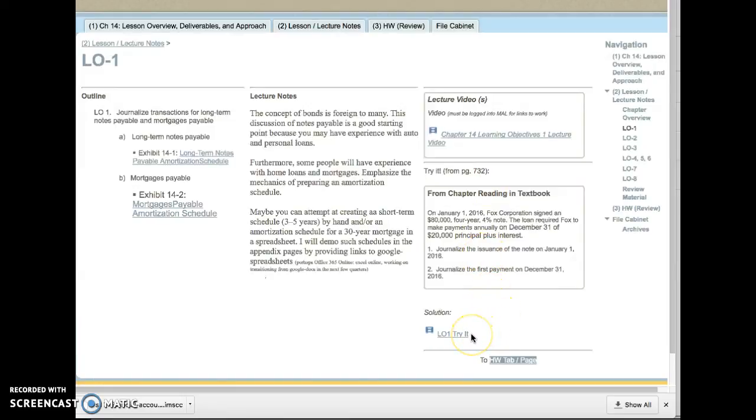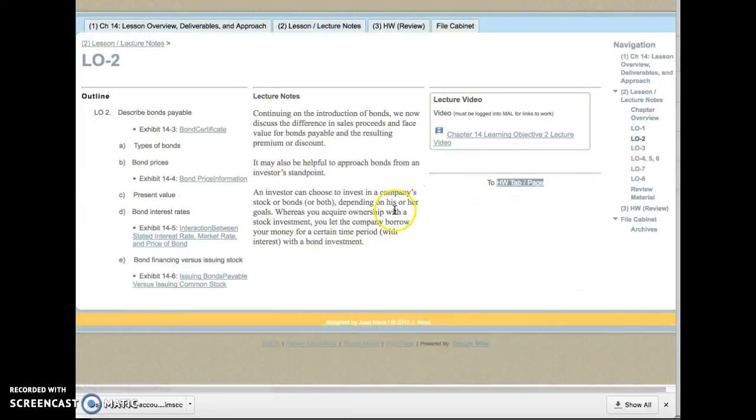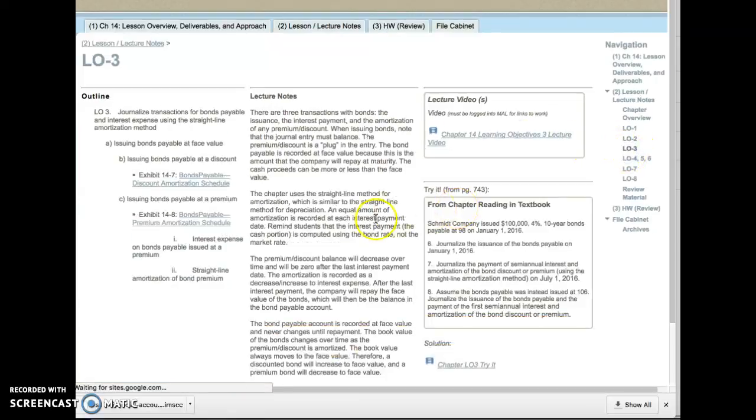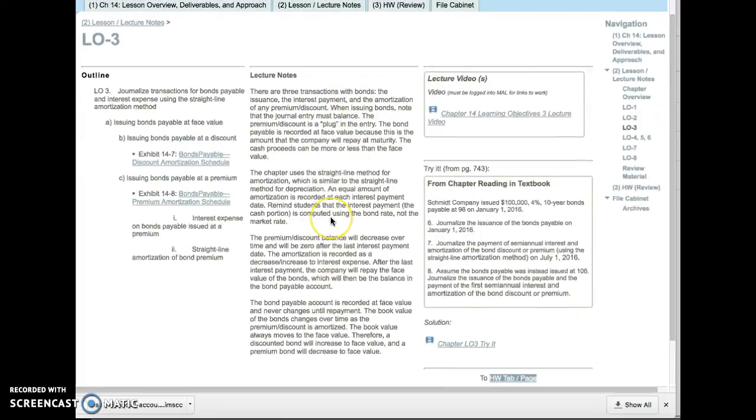So down here is the solution to the LO1 triad that is in your book. There's also LO2. Again, this is mostly general background information about bonds, and so please do read that in the textbook, plus come here and maybe go over these well, at least in this case, one video. LO3 is where we start doing the actual accounting, a little more info or notes on that.